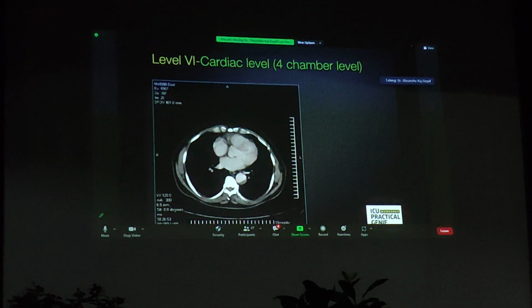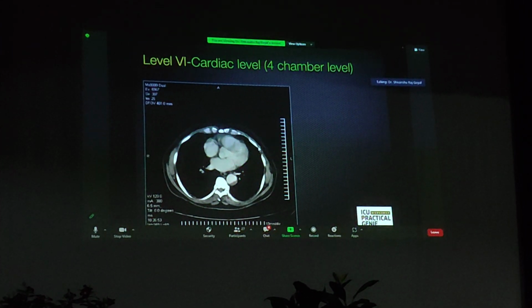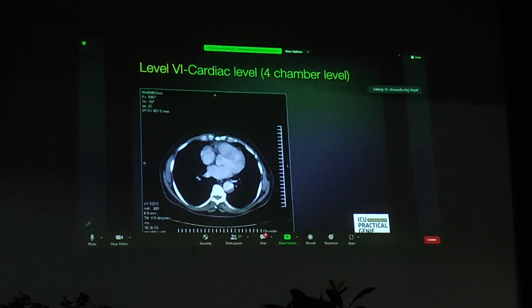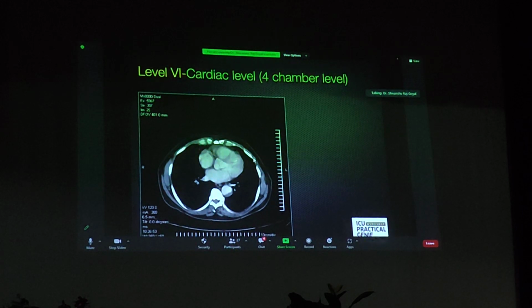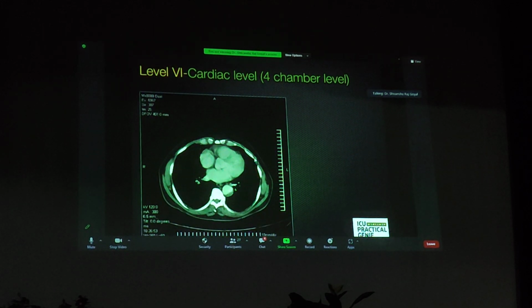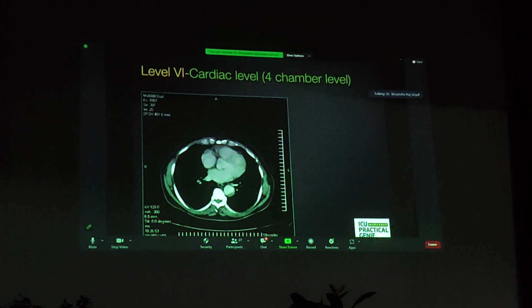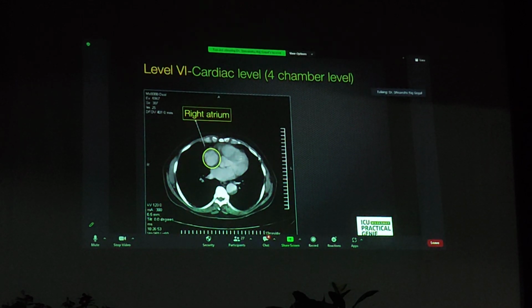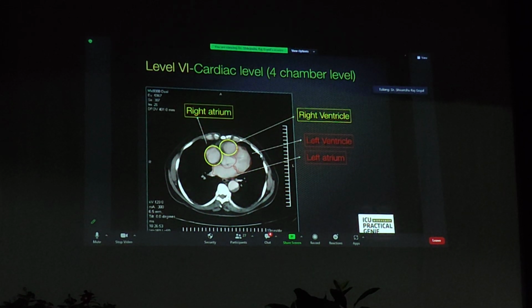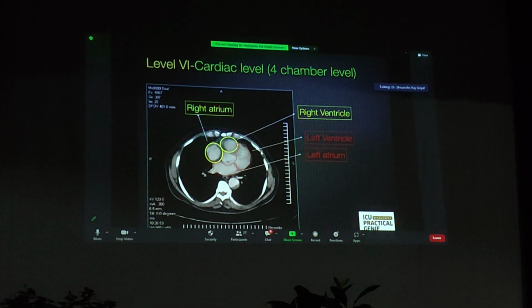Then comes your cardiac level. At cardiac level, you have again two levels. The first is the 4-chamber level. You have to identify these chambers also on a CT scan because any abnormality will be identified only once you know what is normal. It starts from the right atrium, right ventricle, left atrium. That is the way you identify all four chambers of the heart at this level.